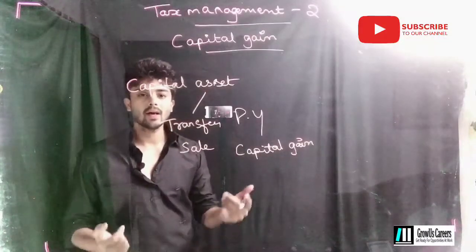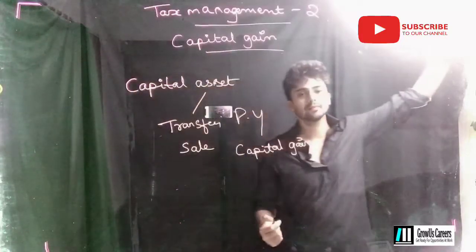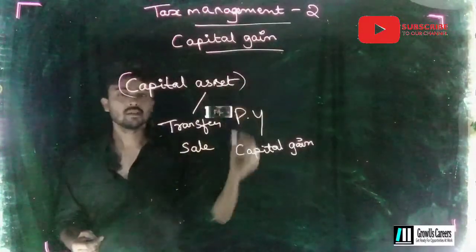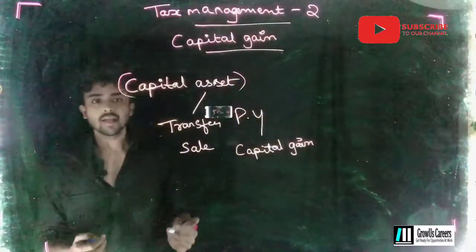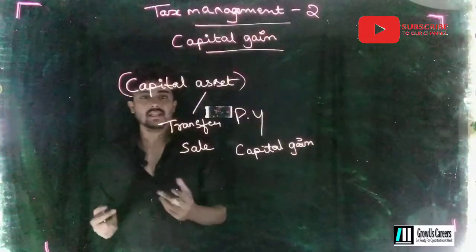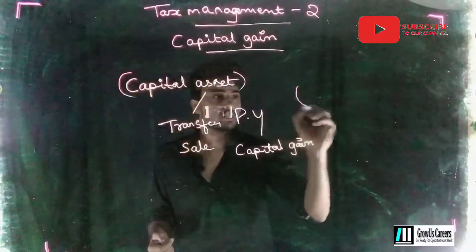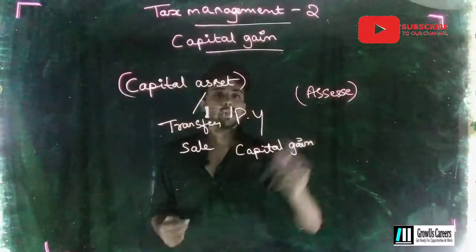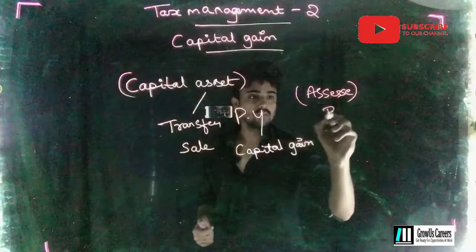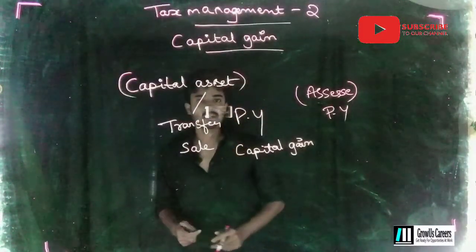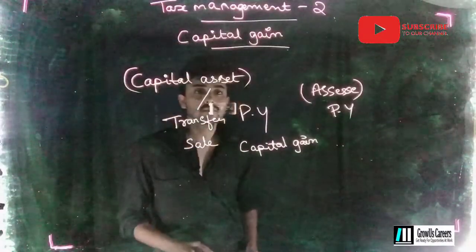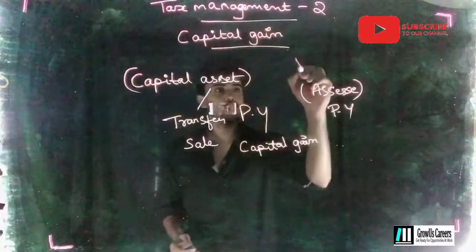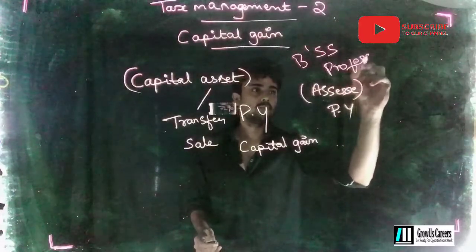So what are capital assets? So what are the capital assets? So any property which is held by an assessee. Who is an assessee? One for whom we are going to calculate the income tax for the previous year, right? The capital asset can be a property of any kind related to his business or profession, or may not be.